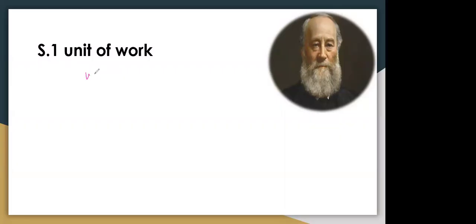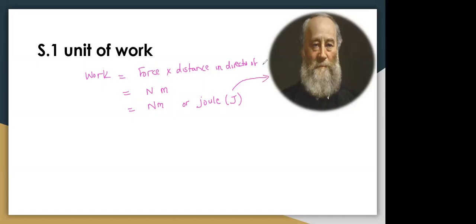But we have said that work is always given by the force times the distance moved in the direction of force. We know that the SI unit of force is a Newton, and the SI unit of distance is the meter. So the unit of work is Newton meter. However, a Newton meter is the same as what we call a joule. In brackets, you can put capital J. This gentleman is the one that was behind it, and therefore it is named after his name.